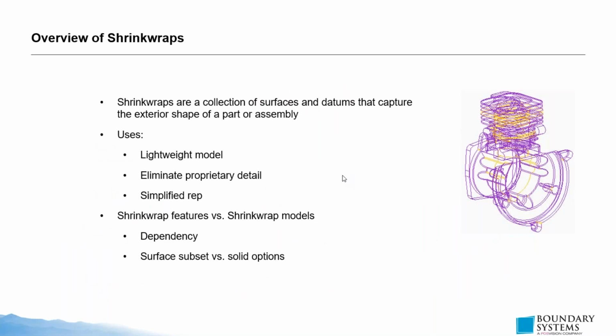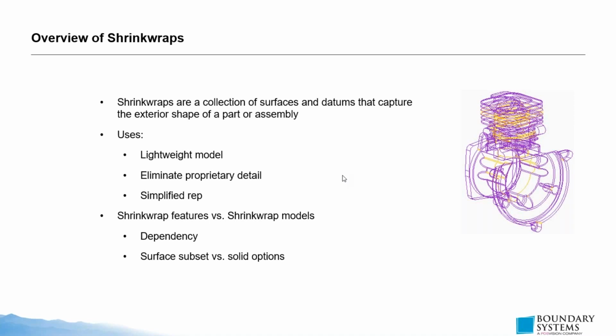Without further ado, I'm going to move on to shrink wraps. So first, a little bit about what shrink wraps are. Essentially, a shrink wrap is a collection of surfaces and datums that's used to represent the space requirements or represent the exterior shape and appearance of your model.